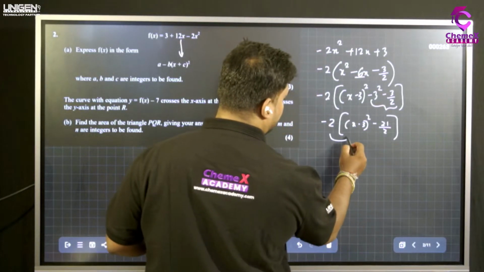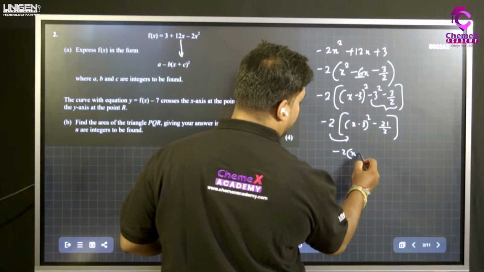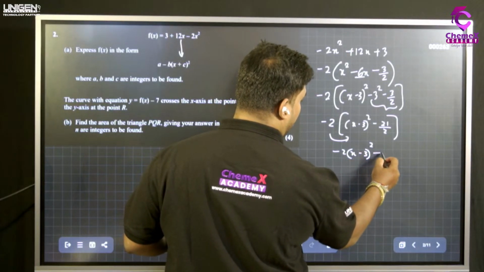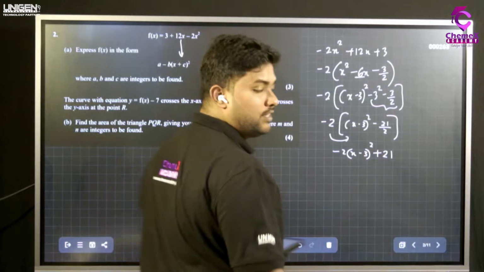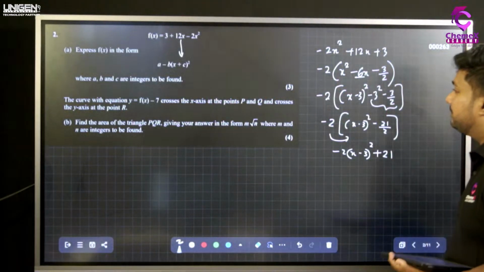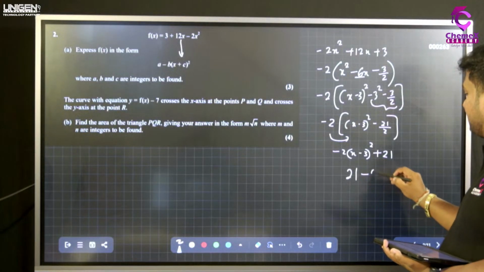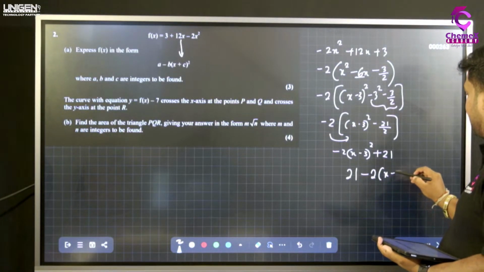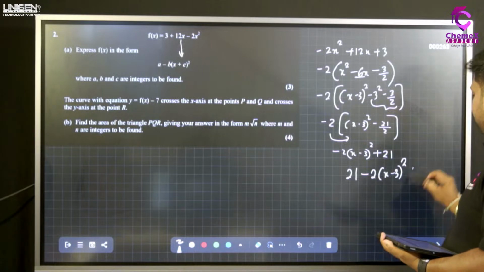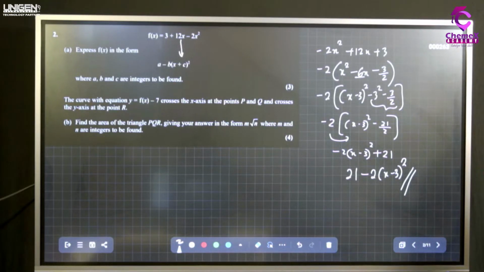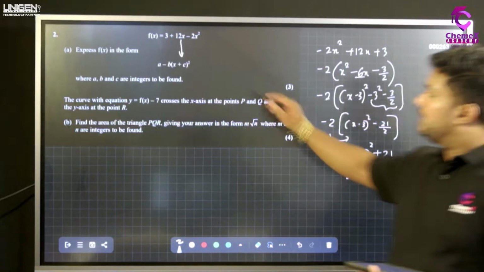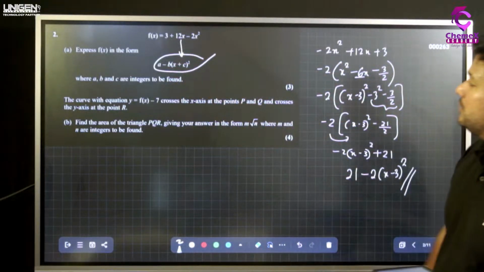Now expand. Minus 2 (x minus 3) squared plus 21, because the 2 and 2 get cancelled, right? So can you see, if I take the 21 to the front and write the same thing, I get the same format they have given us to show, right? Did you understand or not? Yes, sir. That is what they asked us to show.